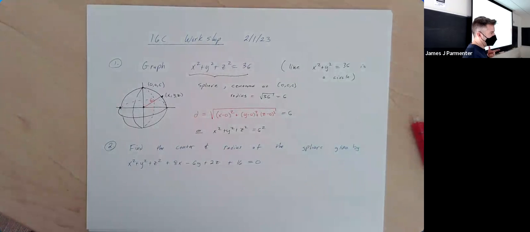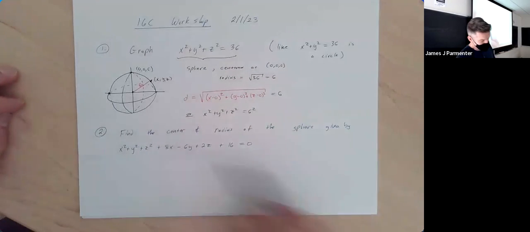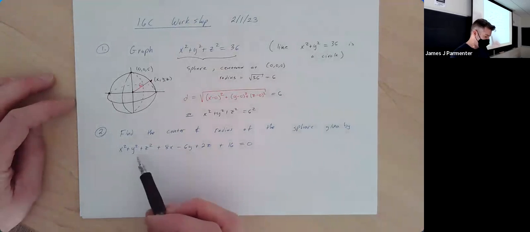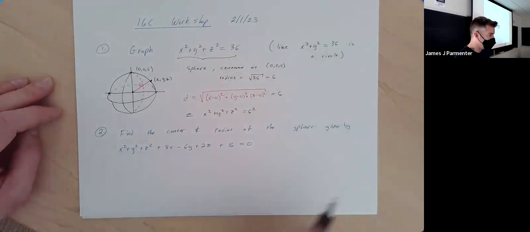Again, not super important to know exactly where this comes from, but it seems worthwhile to mention. So let's do a couple more examples of spheres. In this next one, the question is to find the center and radius of the sphere given by this equation. x squared plus y squared plus z squared plus 8x minus 6y plus 2z plus 16 equal to 0.